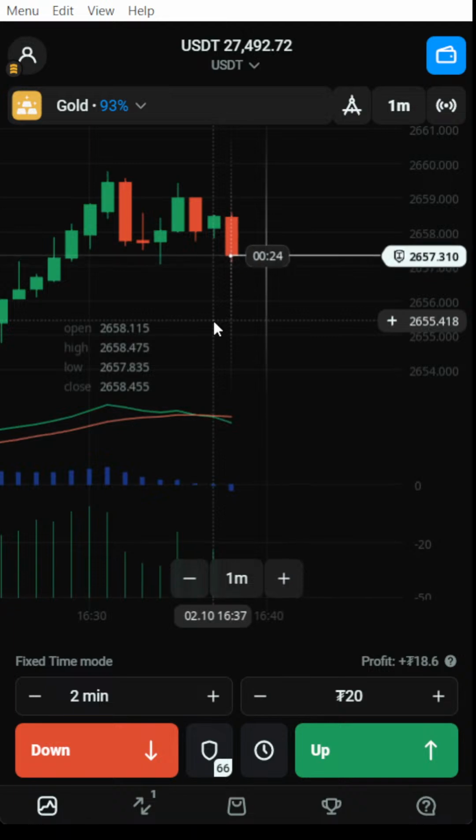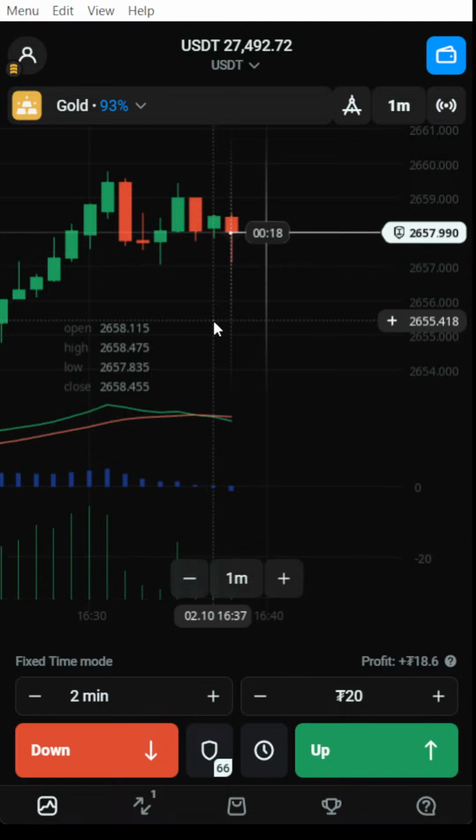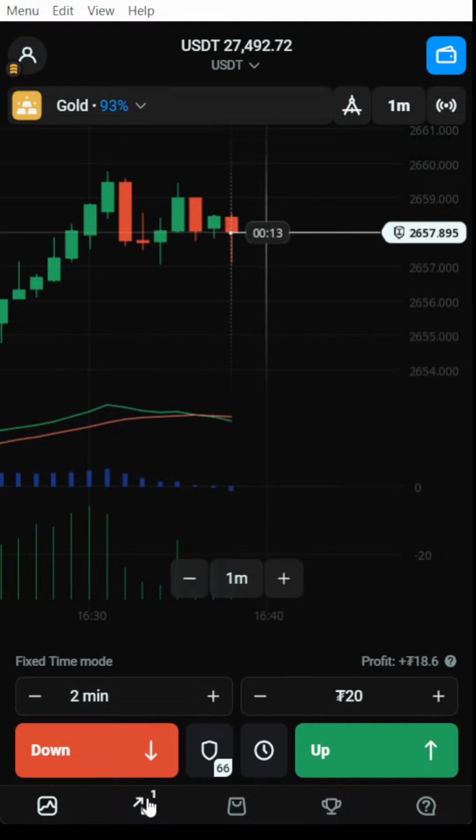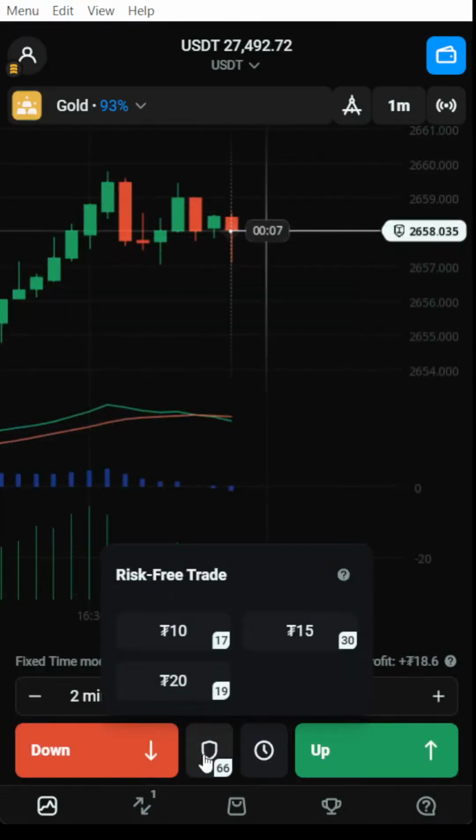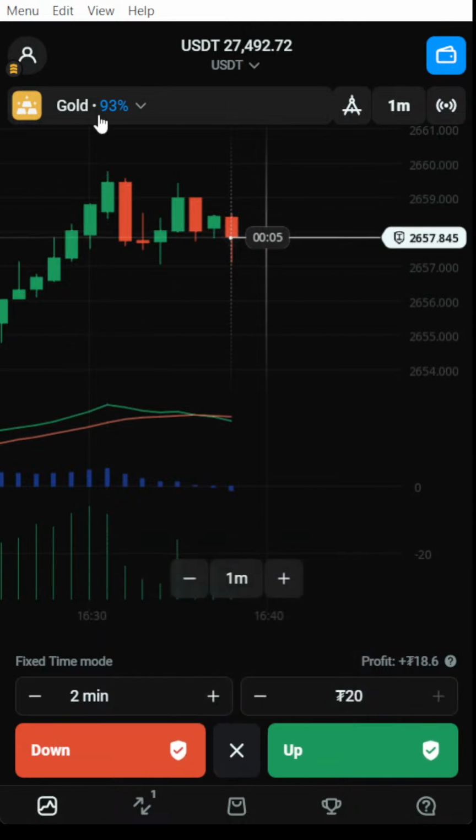Timing. As per Indian Standard Time, for those who are listening to me from India, morning 12:30 to evening 10:30. Afternoon 10:30 to evening 12:30 is a better time to open the trade. If you go with that, maybe you will get some better signals.